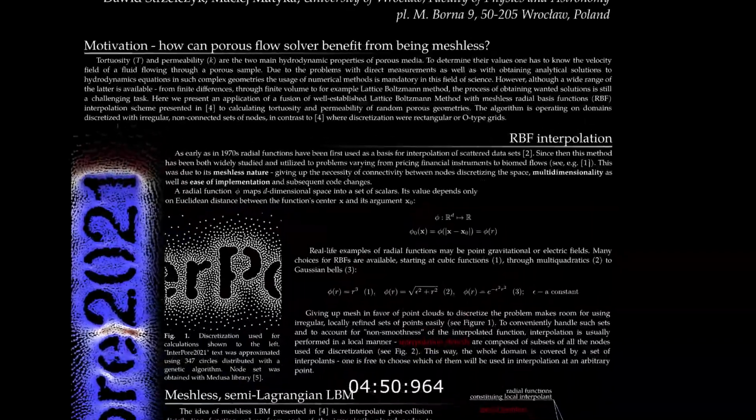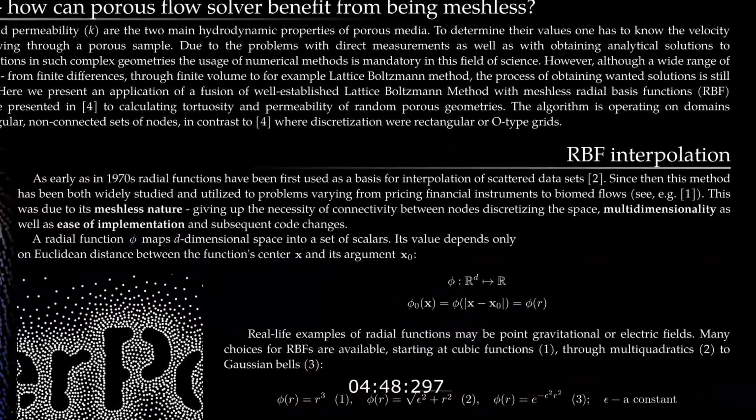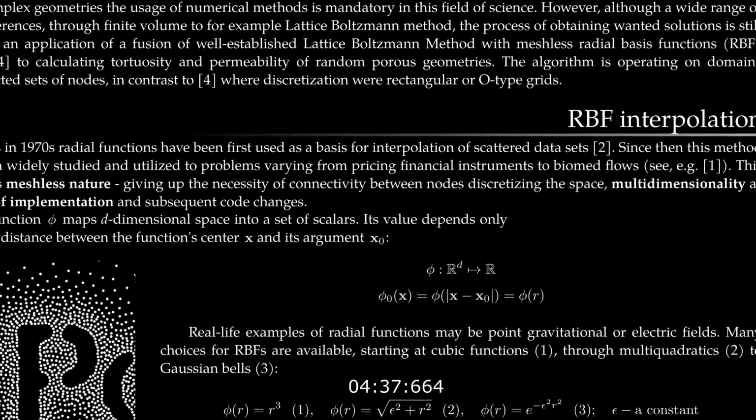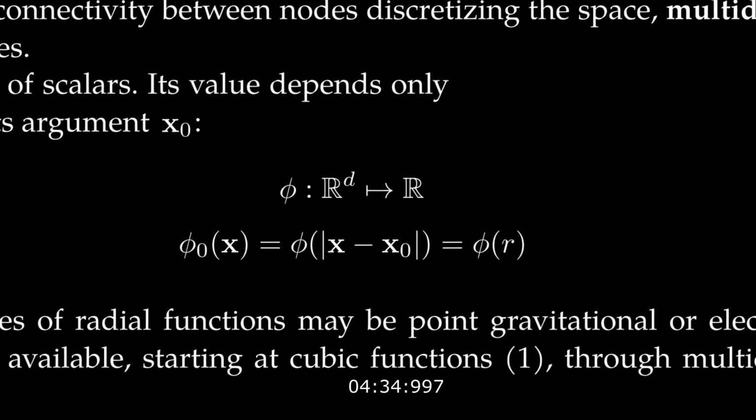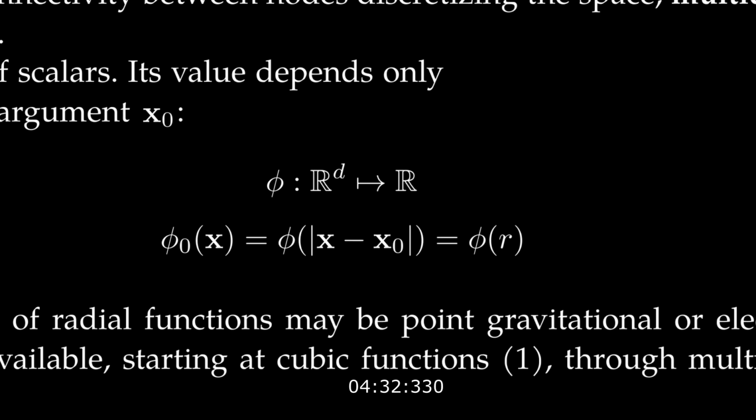In the presented algorithm, a meshless method called radial basis functions interpolation is used. The core idea behind it is to represent some multidimensional function as a linear combination of a finite number of radial functions. The latter maps the mentioned multidimensional space into a set of scalars in a way that the function's value at some point x depends only on the Euclidean distance between this point and the so-called function's center x0. Examples of such functions vary from non-smooth cubic RBFs to C-infinity class Gaussian bells.